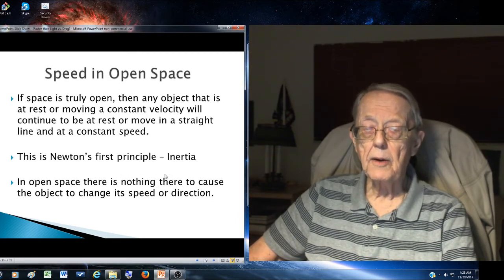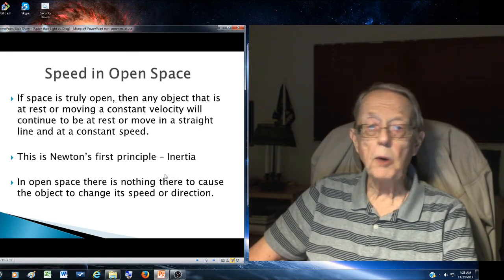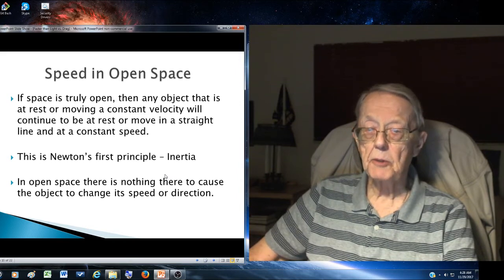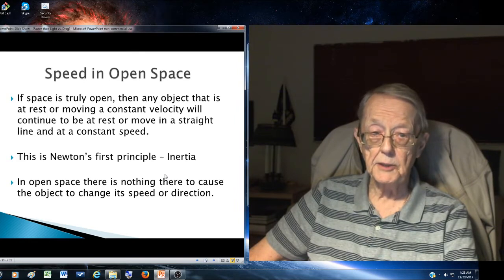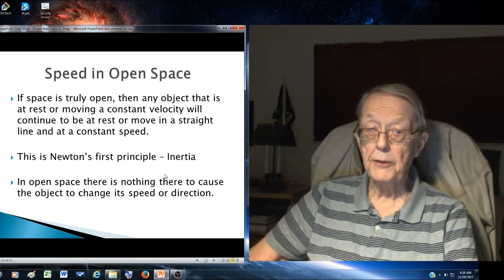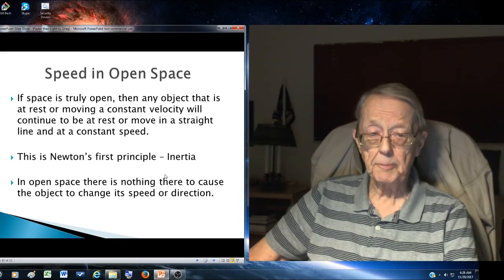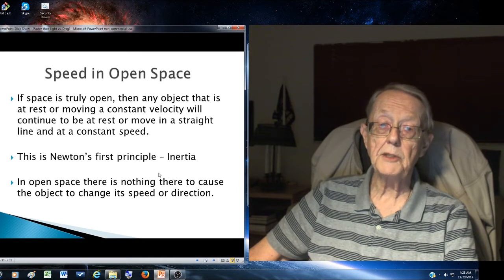Okay, now let's talk about speed in open space. If space is truly open, then any object that is at rest or moving at constant velocity will continue to be at rest or move in a straight line and at constant speed. This is actually Newton's first principle. It's called inertia. In open space, there is nothing there to cause the object to change its speed or direction, so it stays in a straight line and moves at constant speed, or if it's at rest, it stays at rest.